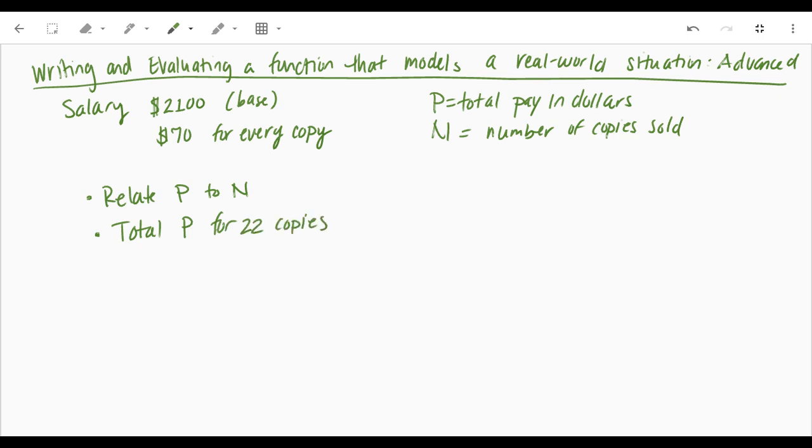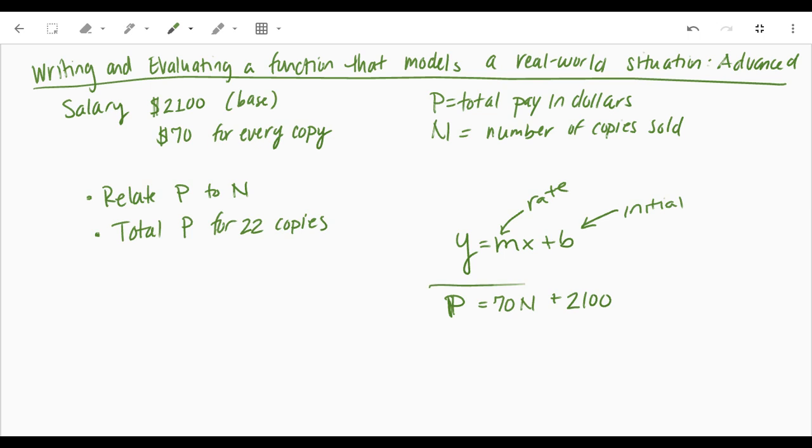Okay, so remember, this is going to be y equals mx plus b. B is kind of that initial value. Okay, and then m is a rate. So her initial base there is 2100. Oops, I suppose I should use P. And then her rate is $70 per copy. So P equals 70N plus 2100. I think you guys get that.